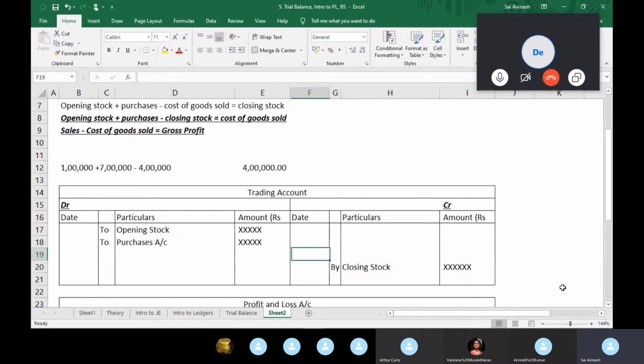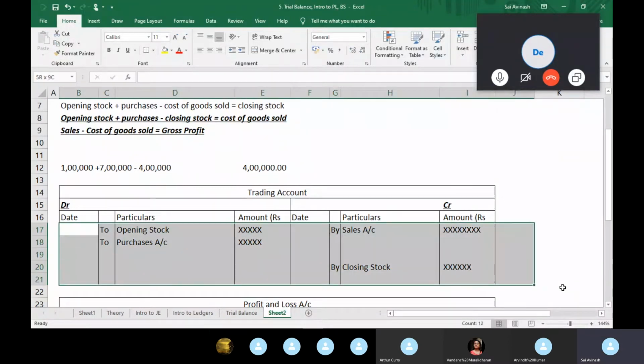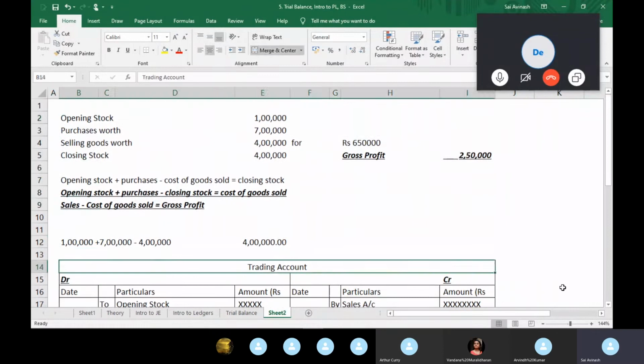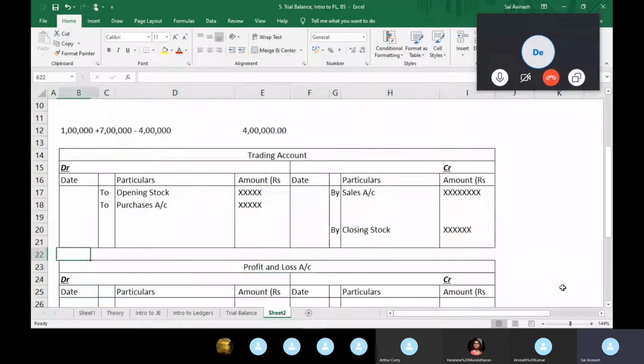So the net amount we get in this ledger account will be our cost of goods sold. And we will go ahead and credit the sales account, which will give us the sale amount. And what happens? We will get the net amount in this account as the gross profit. So if you want to substitute these numbers from above over here, let's try to do that to give you an idea.